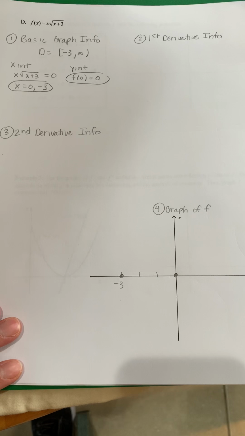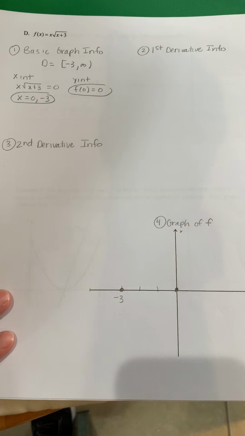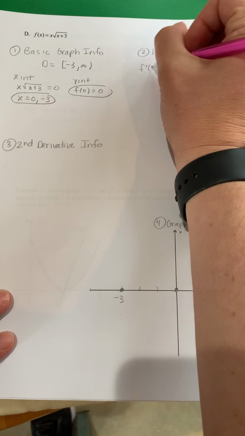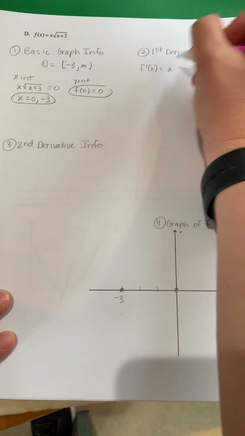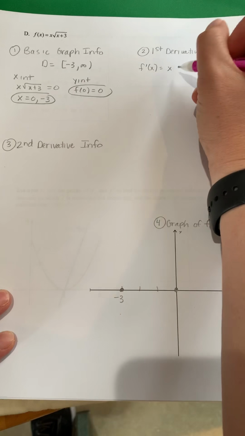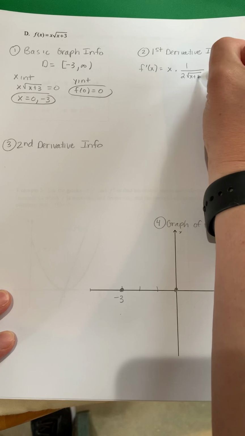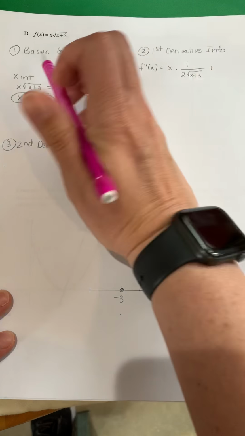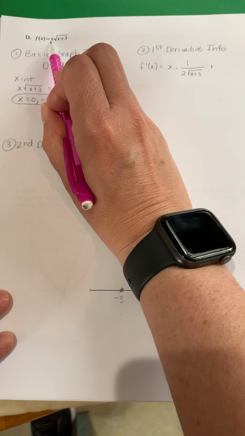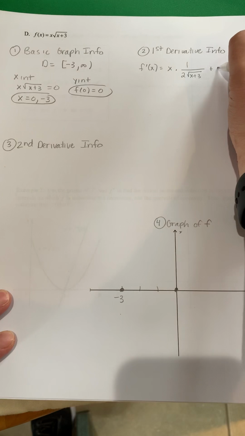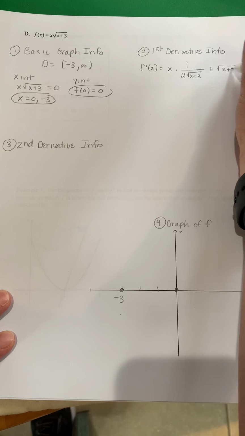All right, for the first derivative, we are going to have to use the product rule. So I will leave the x alone, and then the derivative of that square root is 1 over 2 of that square root. Next, if I take the derivative of x, that is 1. So I have 1 times this square root.